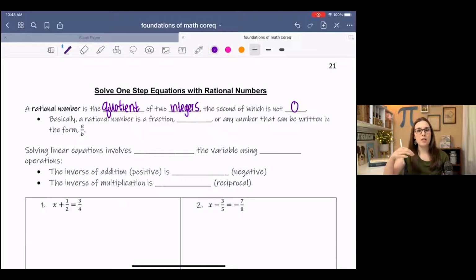So that means that the numerator, the top, can be zero, but the denominator, the bottom, cannot, because that makes our fraction undefined. So that's just the formal definition of a rational number. We recognize rational numbers as fractions or decimals. Basically, a rational number is a fraction, decimal, or any number that can be written in the form a over b. So any number that can be converted to a fraction is a rational number.